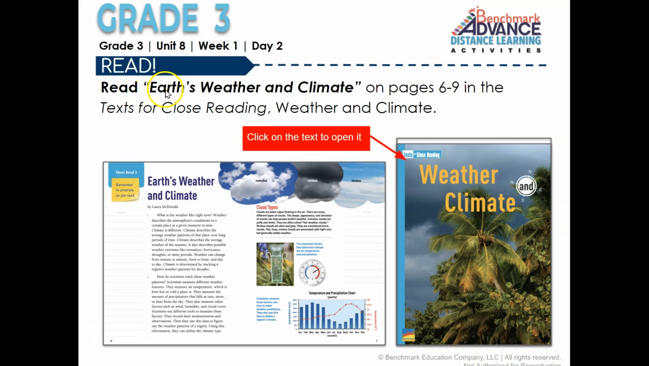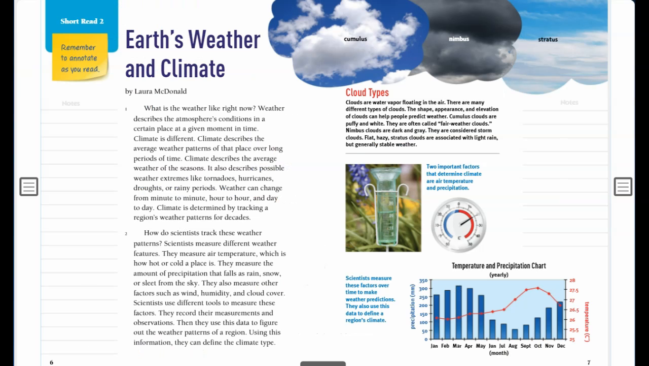So, we're going to read Earth's Weather and Climate on pages 6 through 9. So, go to this packet right here and go to page 6. All right, we're going to read pages 6 through 9. Short read 2. Remember to annotate as you read. Earth's Weather and Climate by Laura McDonald. What is the weather like right now?